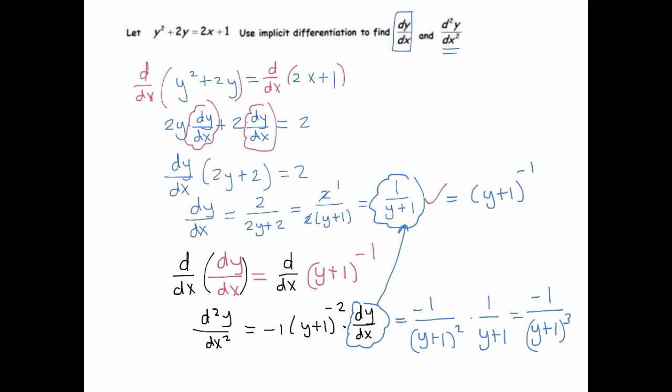All right, so it was applying implicit differentiation twice plus a little substitution. And now we've got the second derivative in terms of, in this case, I guess just the y variable. So that's using implicit differentiation twice to get the second derivative.